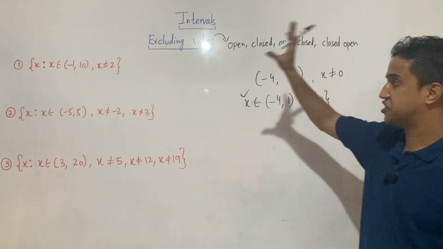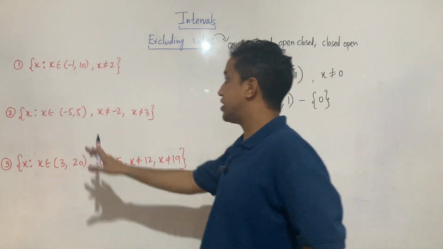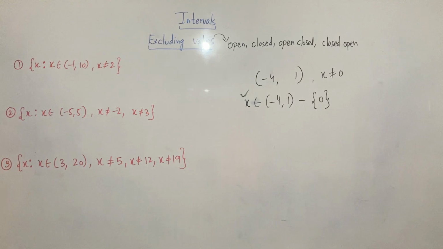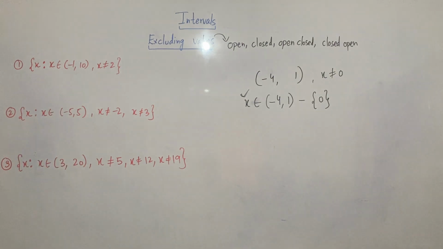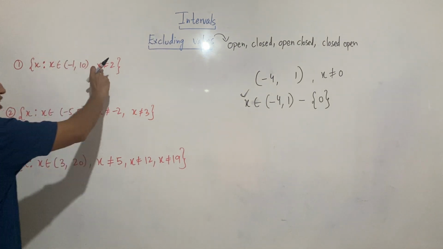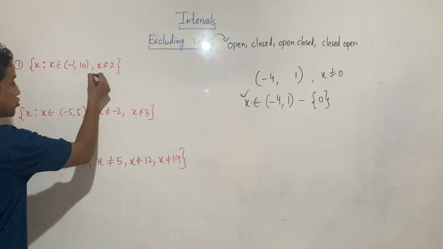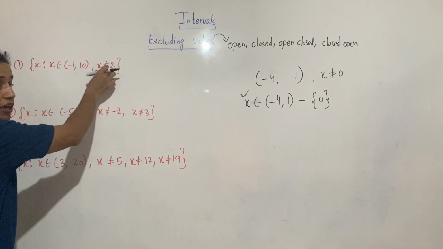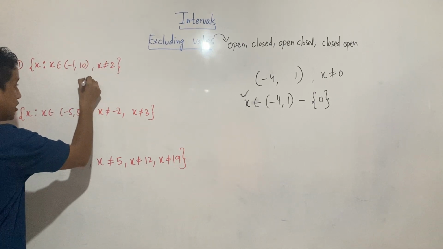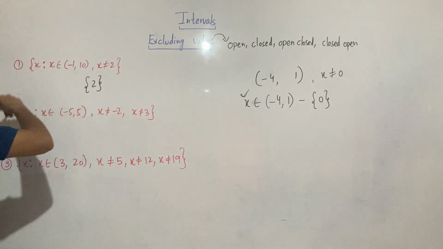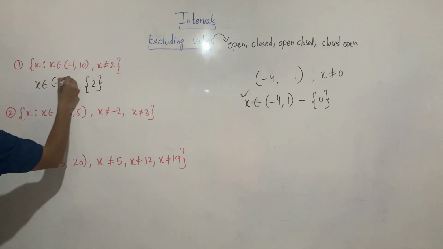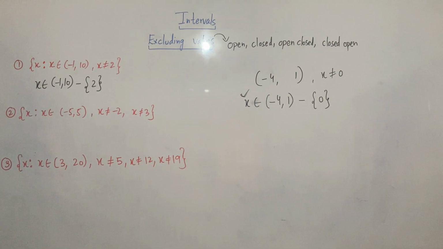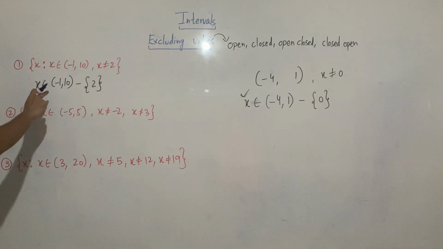Let's implement this concept on the questions. Here it says you have to represent x such that x belongs to this open interval, and x cannot take the value 2. So simple, we have to exclude this value. Because we cannot represent this using an interval, we will represent it in set form. Here x belongs to (-1, 10) minus {2}, right?